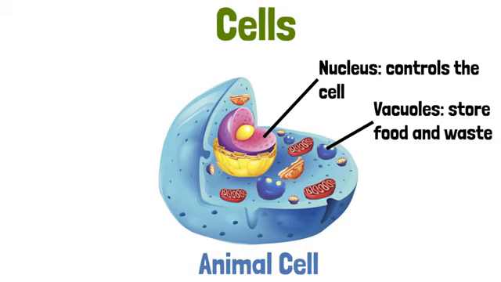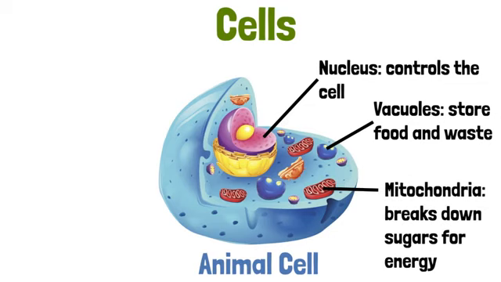Vacuoles also store water and wastes. Cells need to break down the sugar that the vacuoles store. Breaking down the sugar is the job of the mitochondria. When the mitochondria breaks down the sugar, energy is released. This energy helps the cell carry out all its functions.